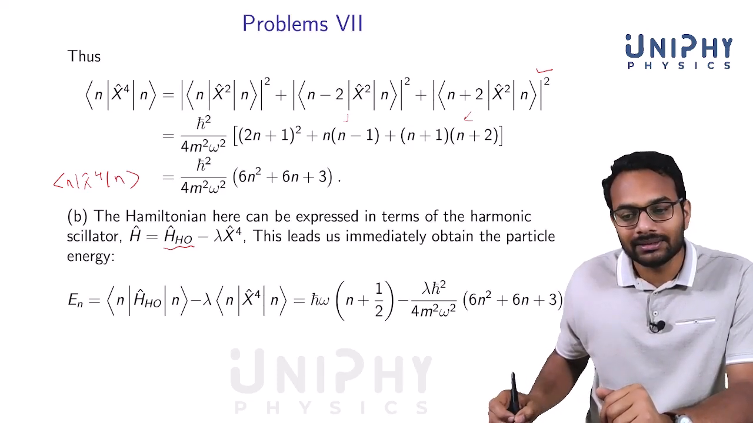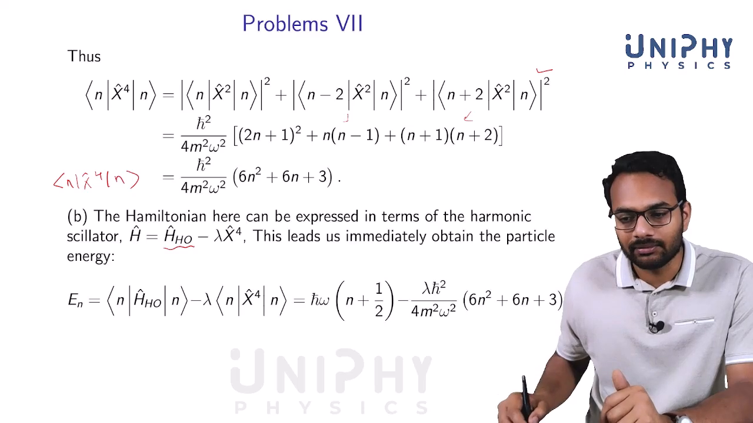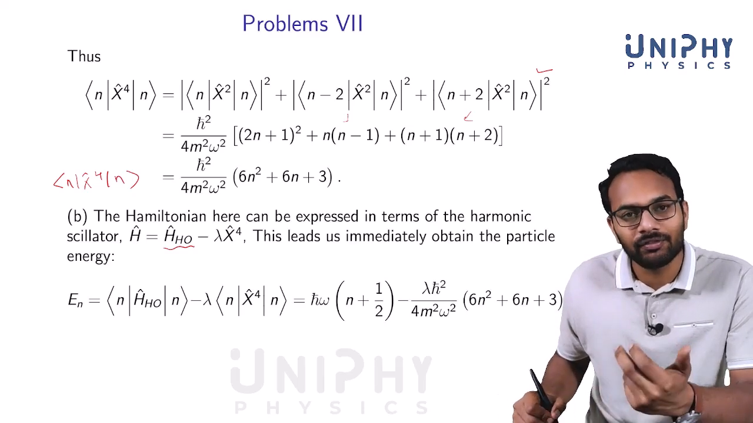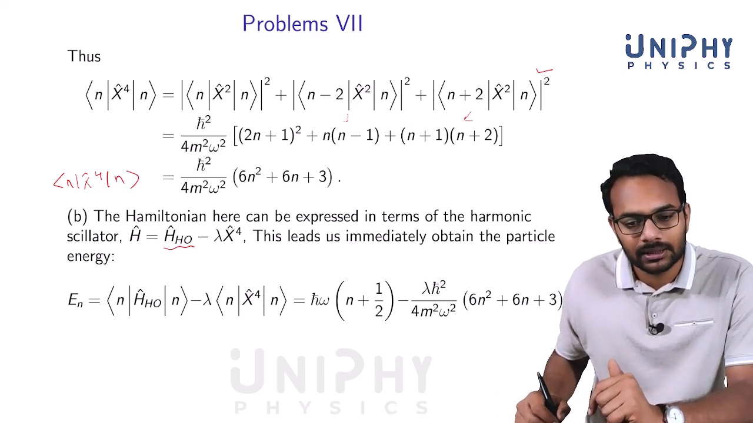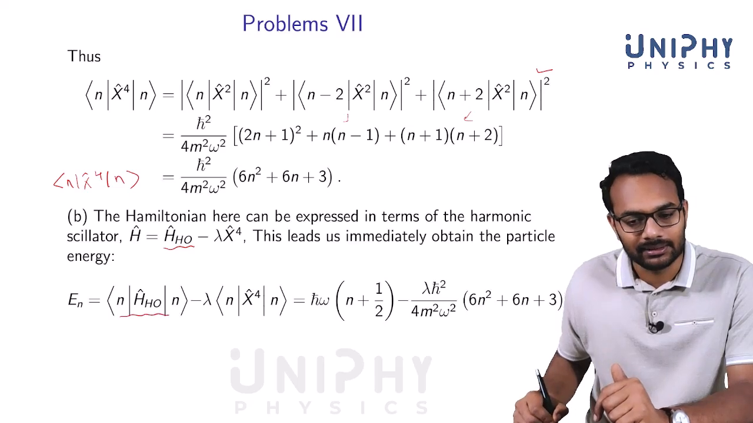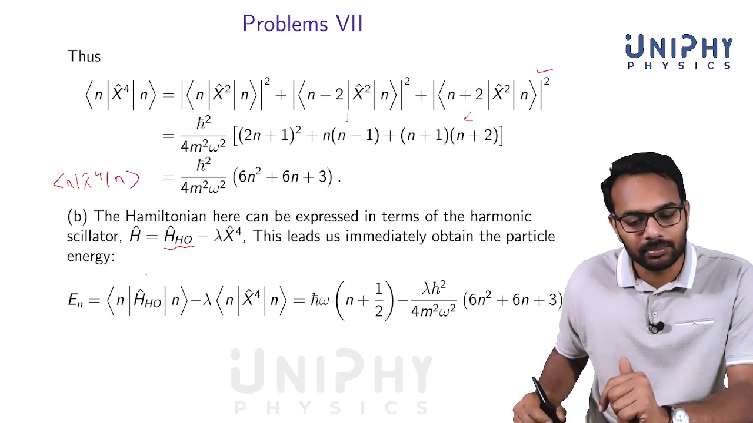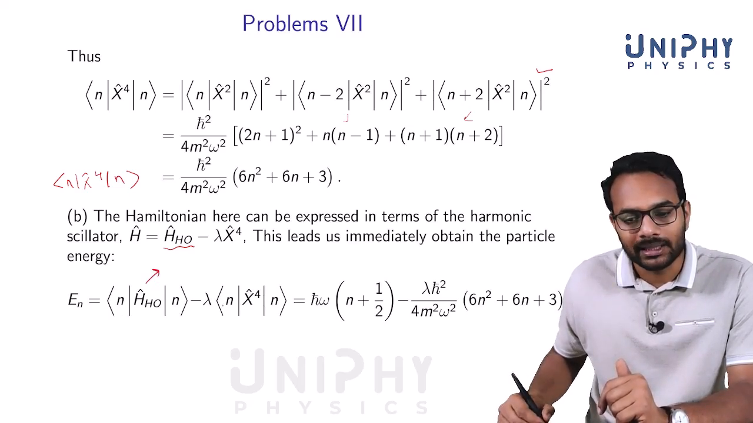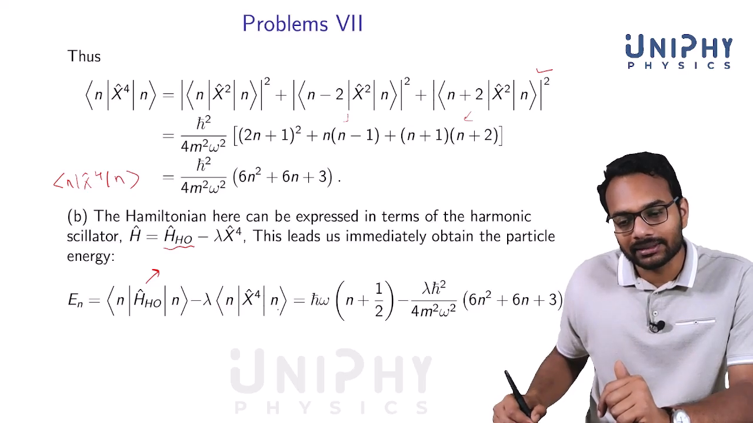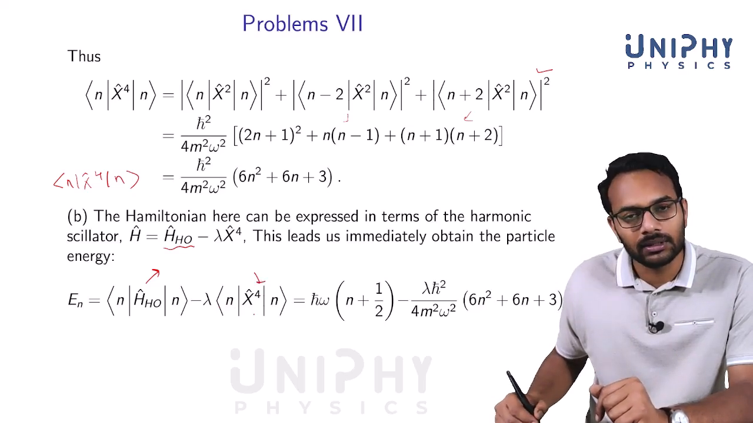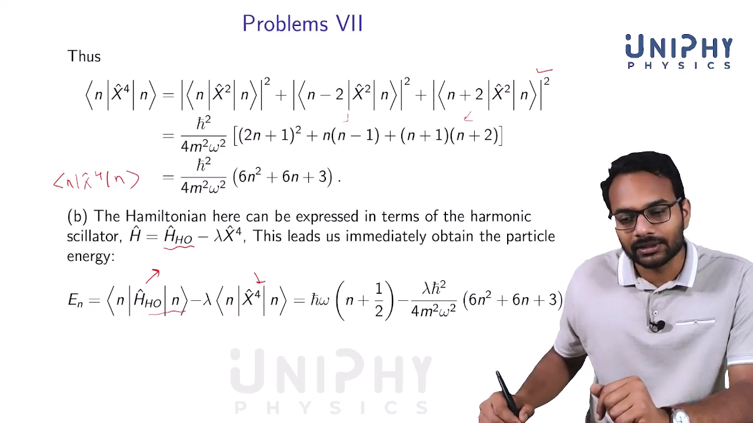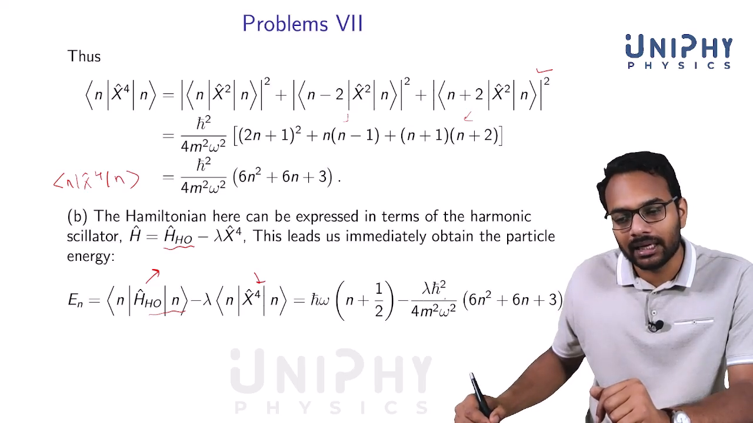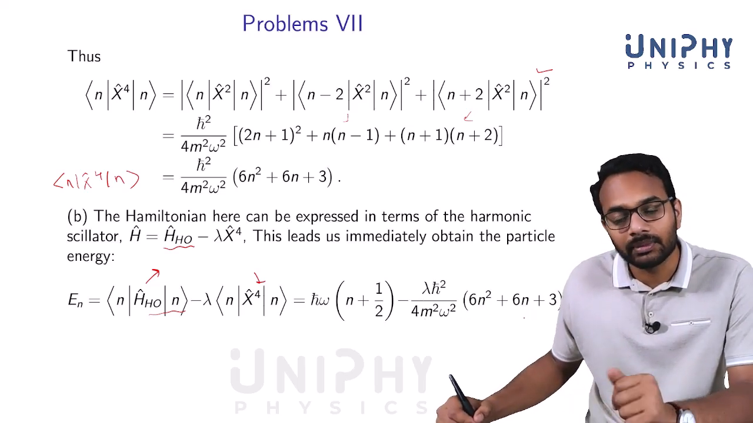Now this leads us to write the particle energy in this form. Actually, we are finding the expectation value of the energy here. We have got n H n, the harmonic oscillator part. This we already know. And then we have got lambda n x raised to 4 n, which we have already found out. Now this part is h cross omega (n plus half) minus lambda h cross square by 4 m square omega square (6n square plus 6n plus 3).